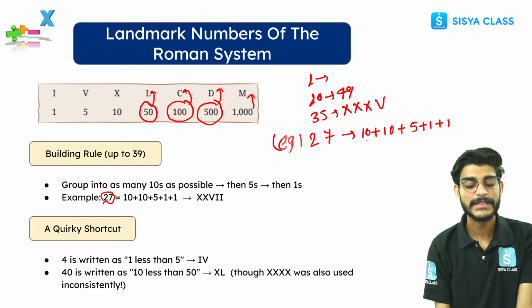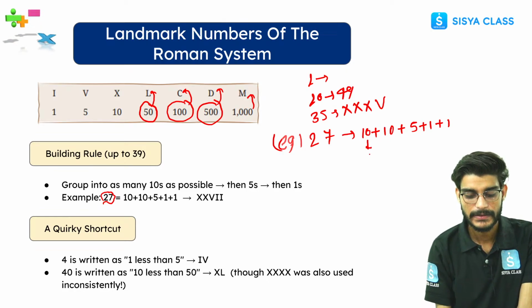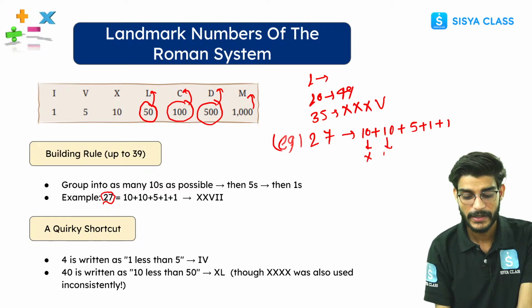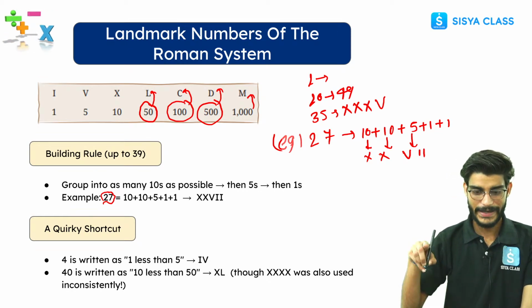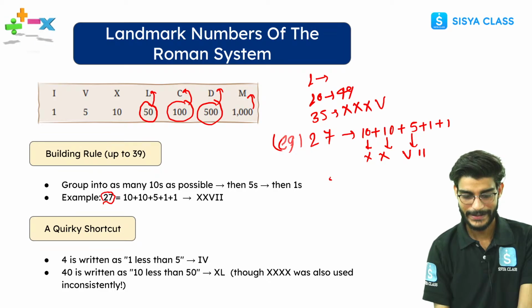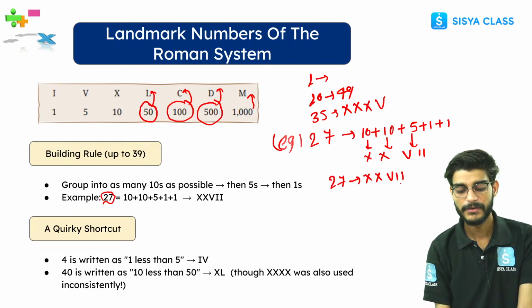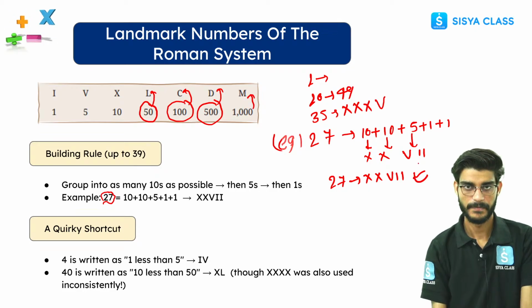So 10 plus 10 you can write as X, X. For 5, you can write V. And 1 can be written as I and I. So 27 in Roman numerals can be written as XXVII. Everyone knows this now. Clear?